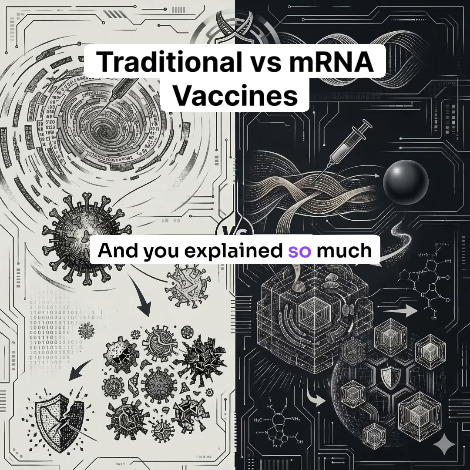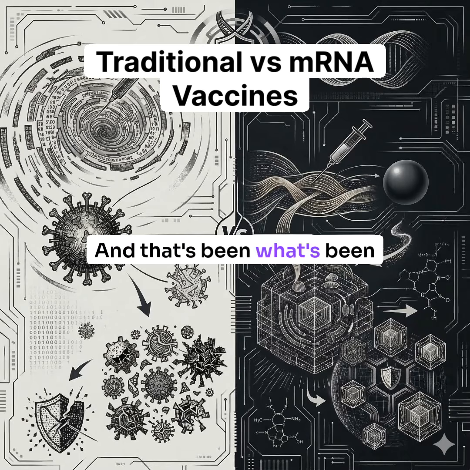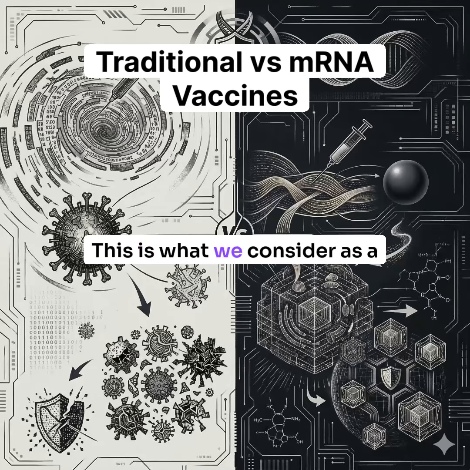And you explained so much about what traditional vaccines are, that they are pieces of a virus or a whole virus that has been inactivated or weakened, right? And that's what's been around for many, many years. That's what we're using for measles, mumps, polio, tetanus. This is what we consider a traditional vaccine. That's for the flu, too.